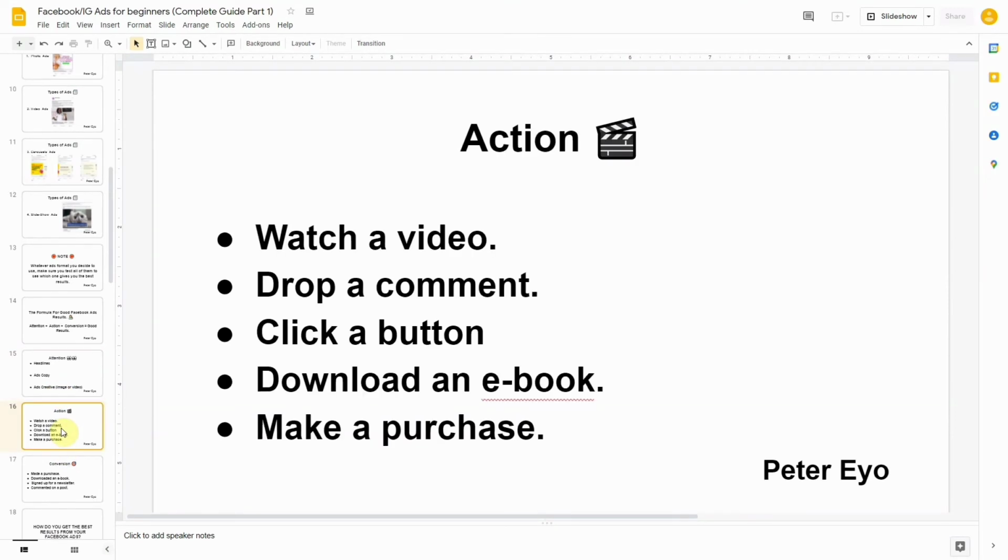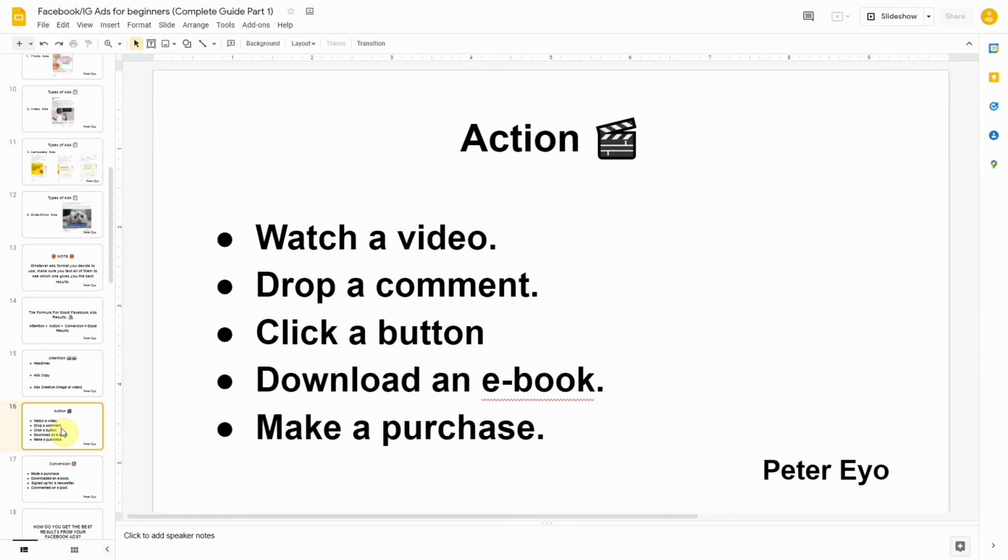The next thing is action. What action do you want these people to take when they interact with your advert? Is it to watch your video? Is it to drop a comment? Is it to click a particular button and visit a link? Is it to download an ebook? Is it to make a purchase?